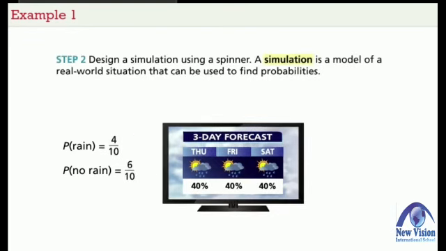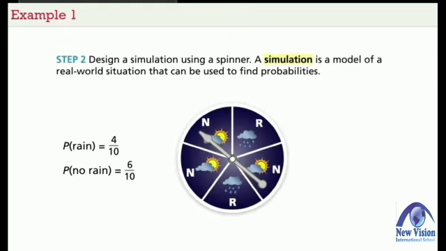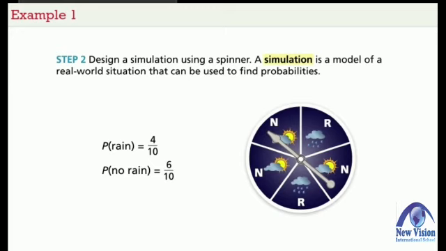Next, we can model the situation by designing a simulation using a spinner. A simulation is a model of a real-world situation that you can use to find probabilities. This spinner has 5 sections of equal size. 2 of the 5 sections are labeled R for rain. The probability of R is 2/5, the same as the probability of rain.